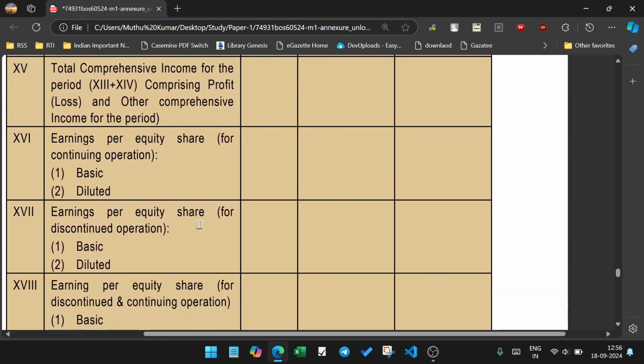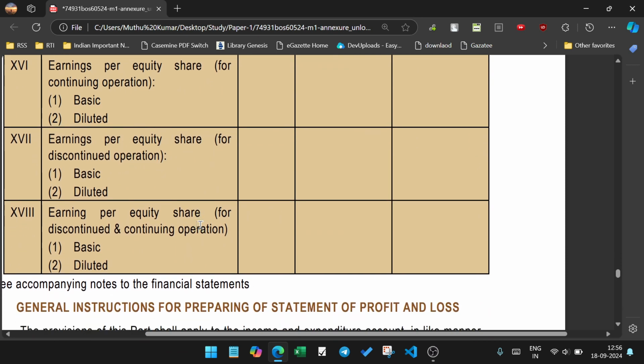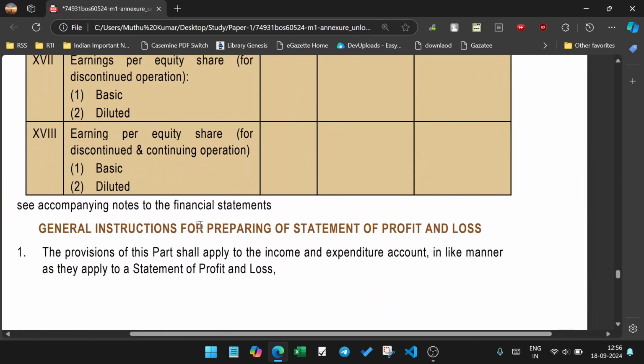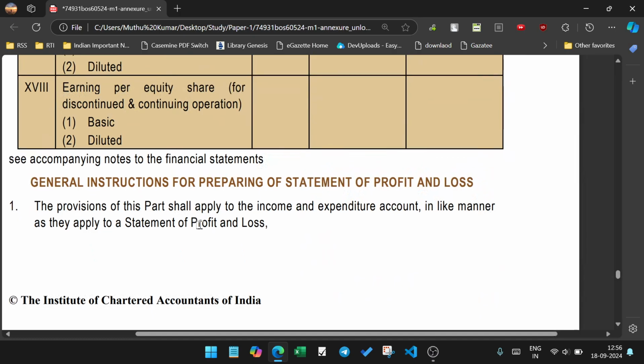Earnings per equity share for continuing operations, basic and diluted. Earnings per equity share for discontinued operations, basic and diluted. Earnings per equity share for continuing and discontinued operations, basic and diluted. See accompanying notes to the financial statements.